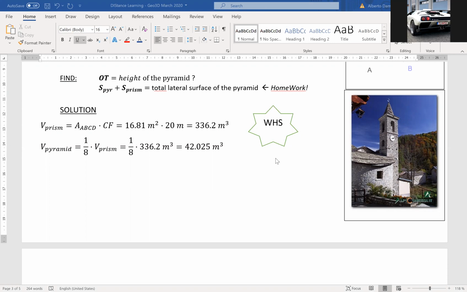Il volume della piramide, quindi 36.2 più 42.025. Ti sto sentendo malissimo, non so se sia un problema del tuo volume o del mio, ho alzato al massimo, ma ti ho sentito veramente male.